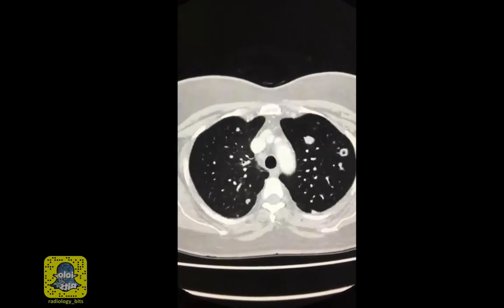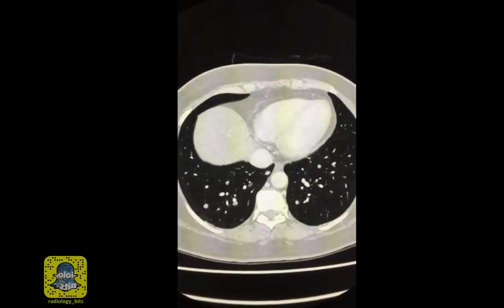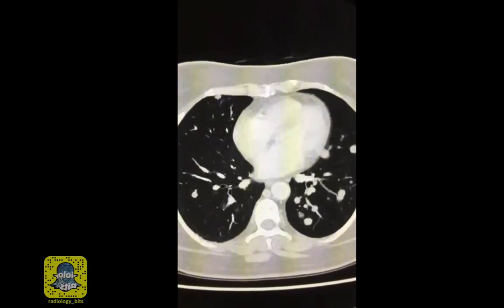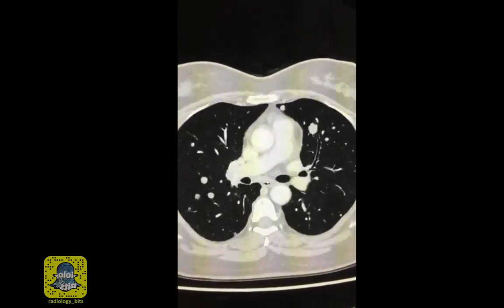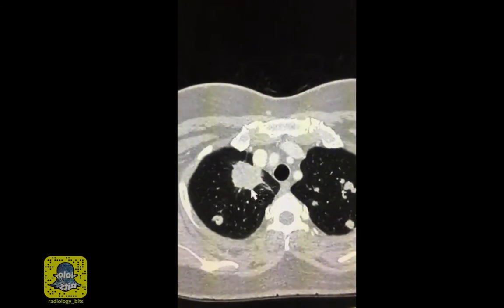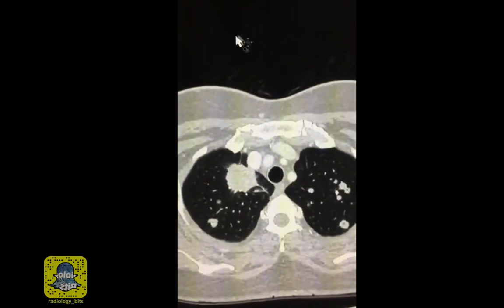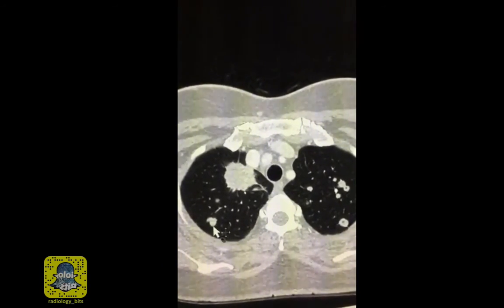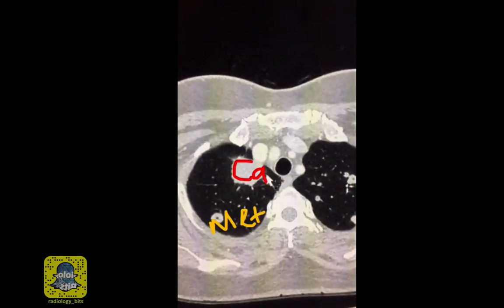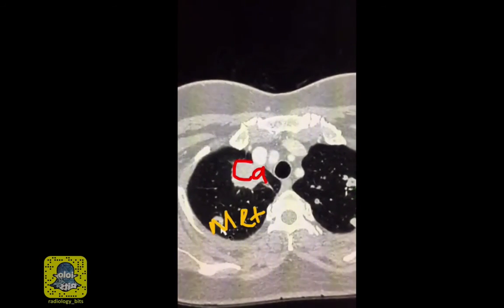Here's the CT chest on the same patient. The multiple bilateral nodules, some of which are cavitary, are obvious. And here you could clearly see the dominant right upper lobe lesion, which has a spiculated appearance and looks a bit different than the other nodules. So this is your likely primary lung cancer, and this is a cavitary metastasis.